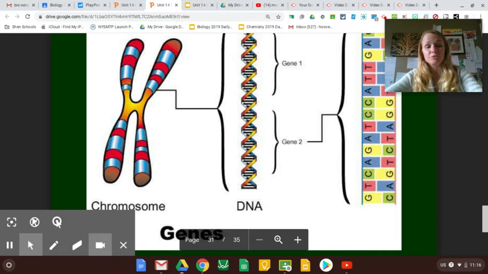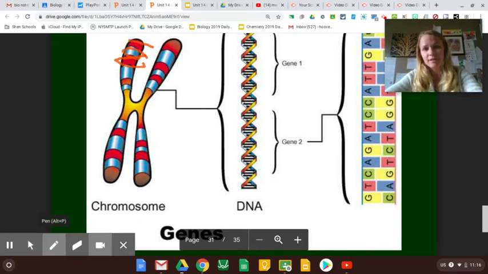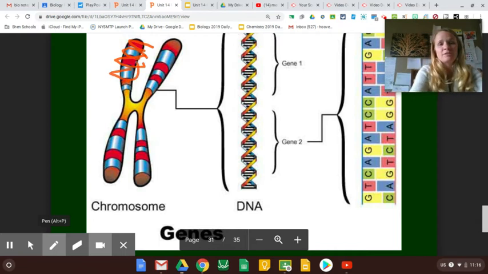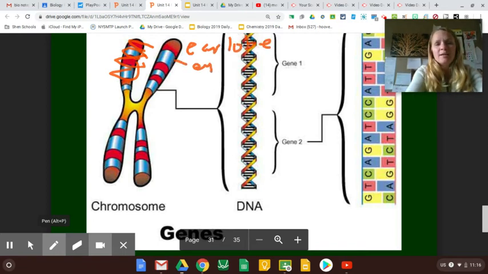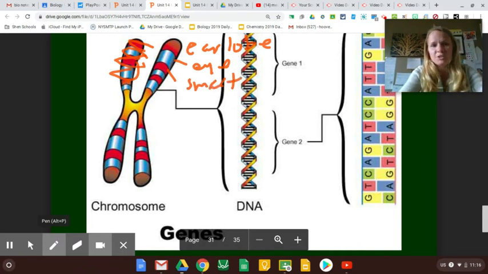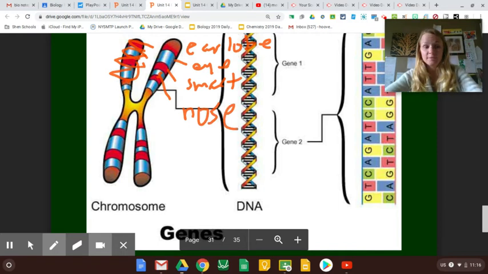Okay, and then if you zoom in on a chromosome, you can see little genes. Each of these little colored spots is a different gene, and it might code for a different thing. So this might be your earlobes, whether they're attached or not. This could be your eye color. This could be how smart you are, although there's more than one gene for that. This could be the shape of your nose, etc.